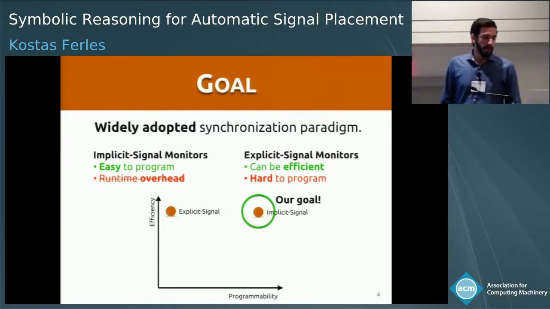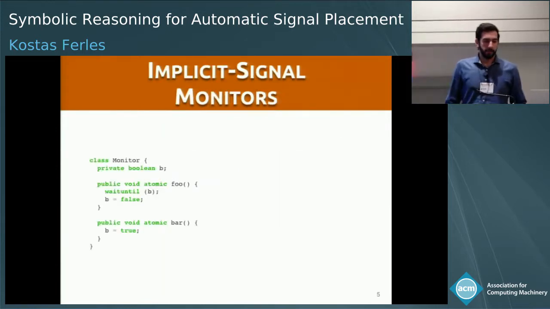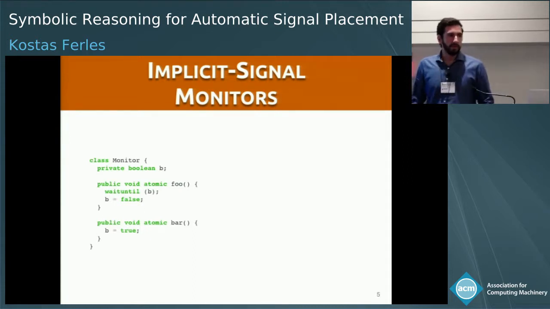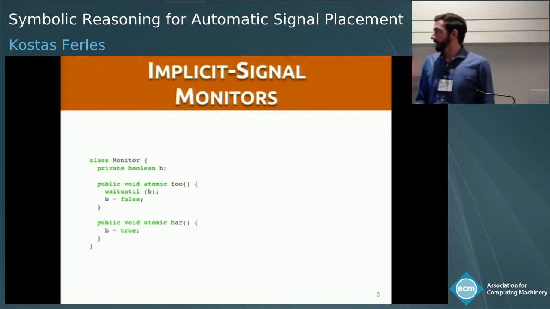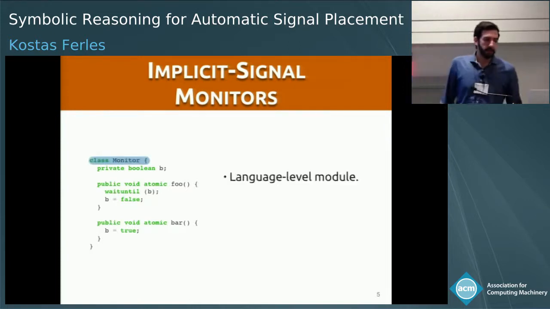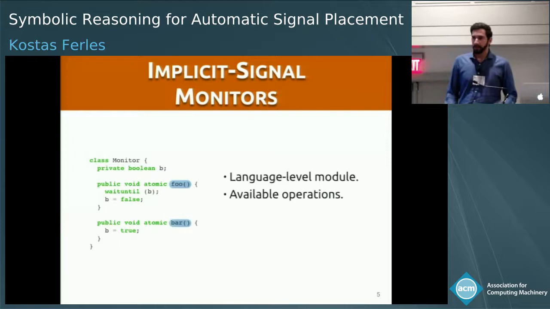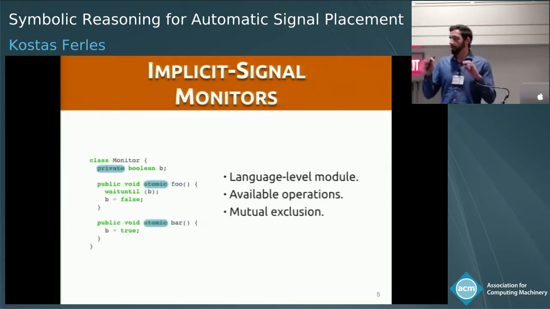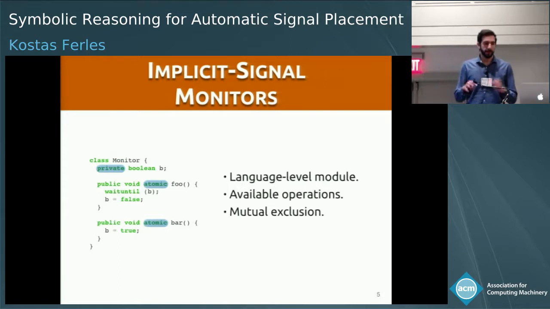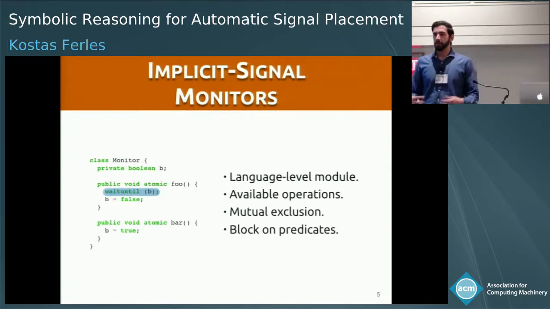Before moving on, let's see what monitors in both of these categories look like in a Java-like language. Here we see a simple implicit signal monitor, which in general requires a language-level module. Here we have a Java class that ensures the following things. First, it provides a set of available operations for the threads to execute within the monitor. It ensures that we have mutual exclusion over the thread shared state, and also provides a mechanism for threads to block their execution until a Boolean predicate becomes true.